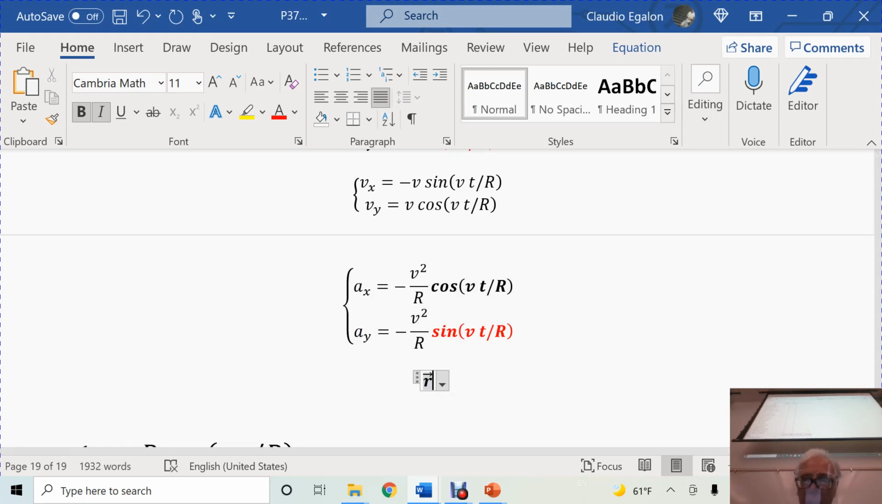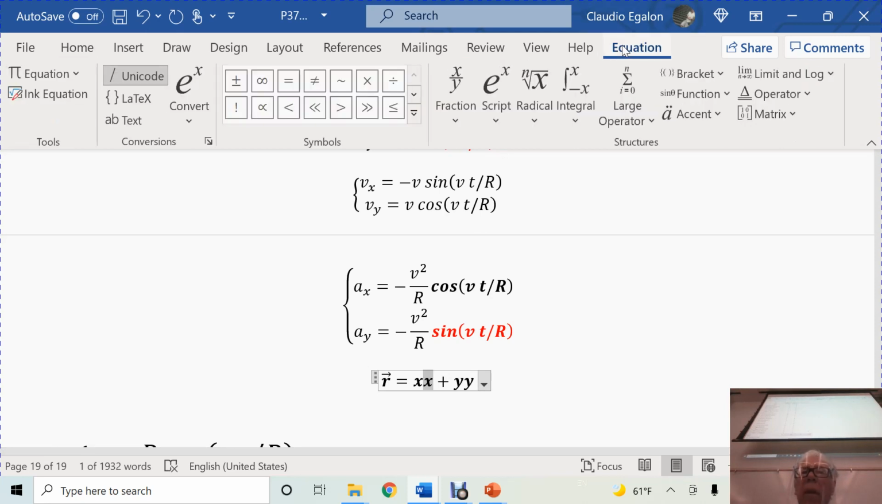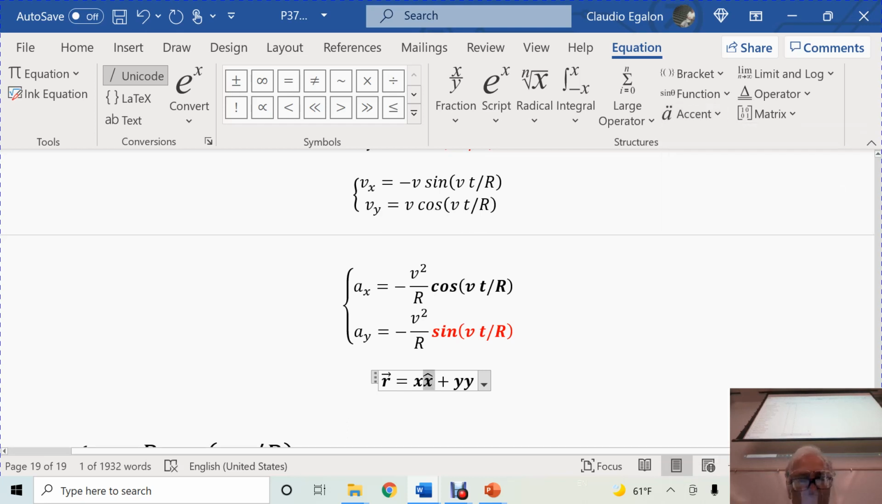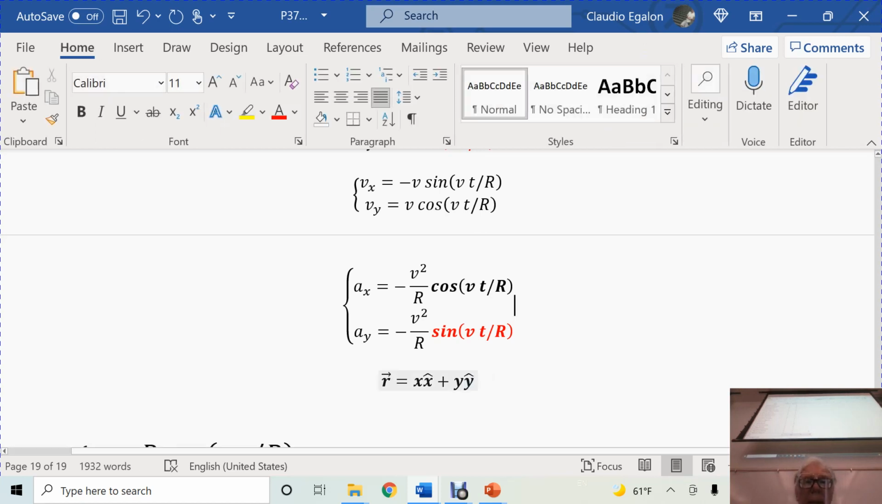R. R is equal to what? X, right? Times x hat plus y times y hat, right? Let's put the hats in there, so everything is according to the notation. Okay, so here we go. X hat, y hat, y hat. Here you go. This way. I don't need it to be bold-faced.